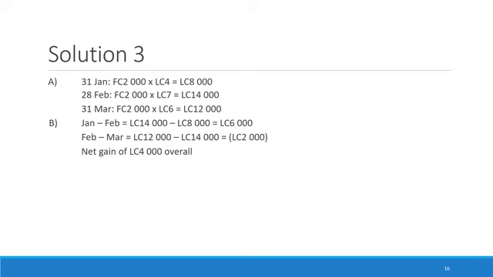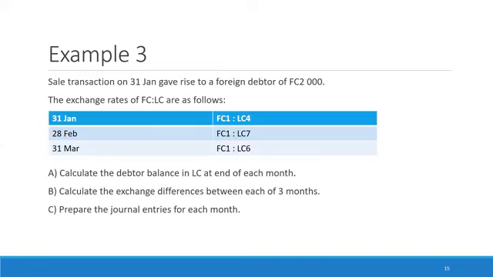14,000 Rand. On the 31st of March, we now have $2,000. We multiply it by the 6 Rand, being our new updated spot rate on that date, to give us 12,000 Rand. The next requirement is to calculate the exchange differences between each of the 3 months.